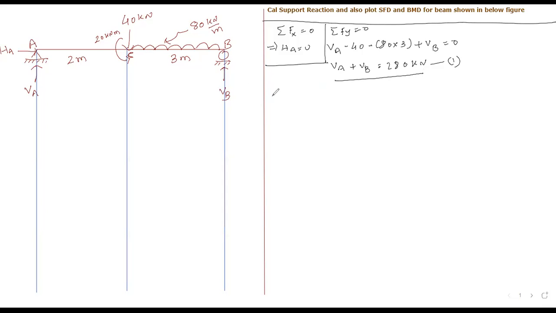Now take moment of all force about point A. Moment of all force about point A, starting from right side, minus VB into 5. I hope it is clear to all of you. Minus VB into 5 plus, yes, I have written here VA plus VB equals 280. Minus VB into 5 plus 40 into 2 minus 20, yes or no? Into 2 should I do or not? Tell me. Minus 20 into 2, yes or no?